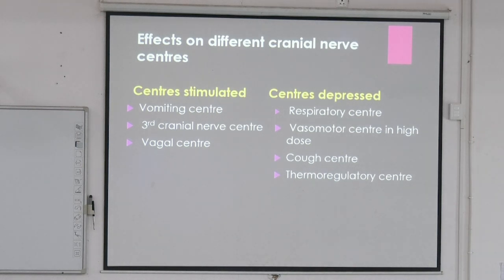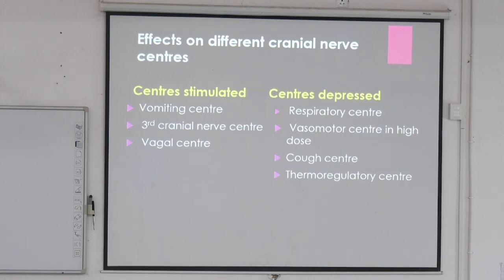And of course, the respiratory center should be written in the first part. So respiratory center, vasomotor center in high dose, cough center, and thermoregulatory center are suppressed by morphine. Now, what is the effect of morphine on the cardiovascular system? It is a peripheral effect.